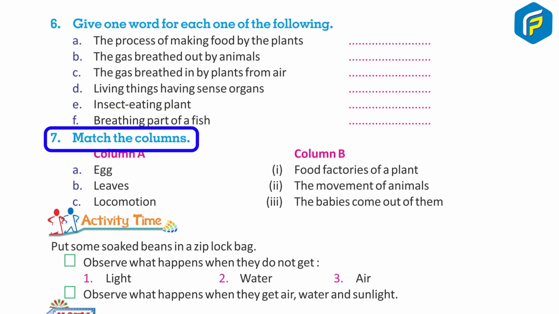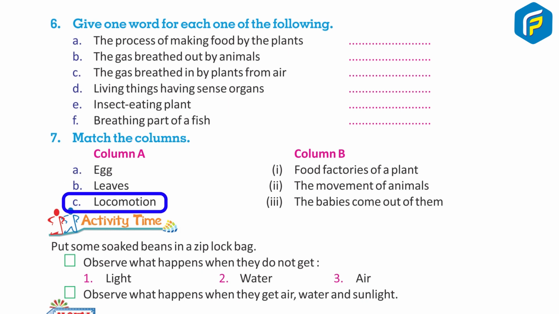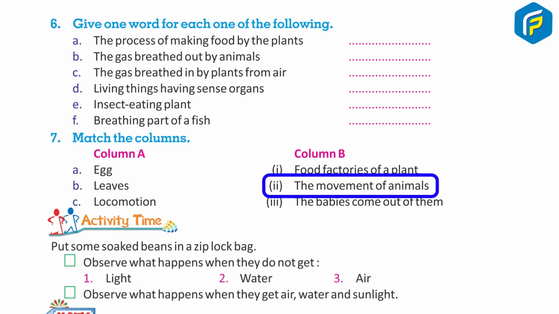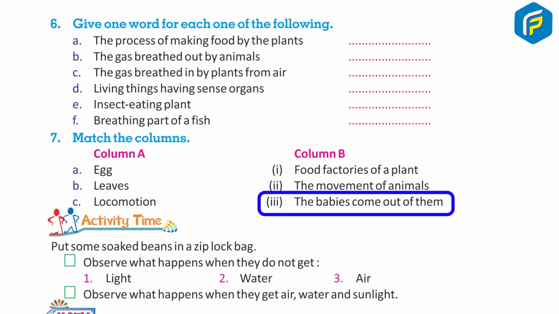7. Match the columns. Column A: A. Egg. B. Leaves. C. Locomotion. Column B: 1. Food factories of a plant. 2. The movement of animals. 3. The babies come out of them.